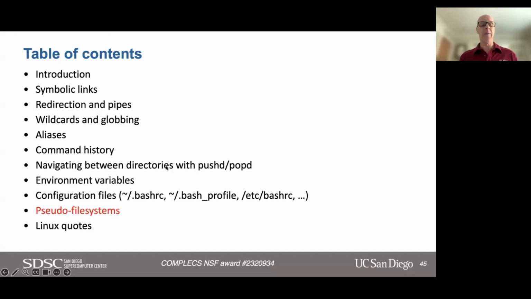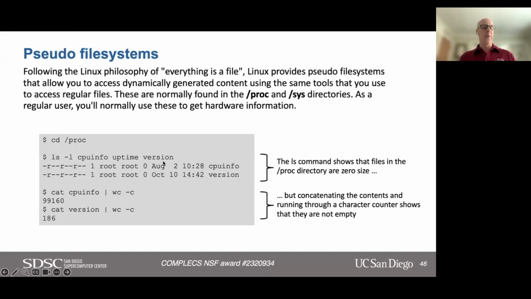And then finally, pseudo file systems. So in the Linux world, everything is a file, whether it's a directory, a device, a regular file, a symbolic link. Linux also provides what we call pseudo file systems that allow you to access dynamically generated content using the same tools that you use to access regular files. These are going to be found in the /proc and /sys directories. As a regular user, you'll probably use these to get hardware information.